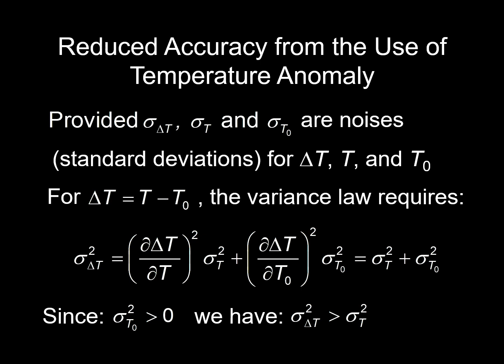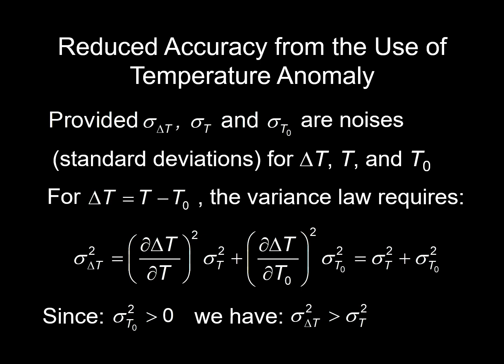If we use σ_ΔT to represent the noise of temperature anomaly, σ_T the noise of actual temperature, and σ_T0 the noise during the baseline period, statistical principles demand that the square of σ_ΔT equals the sum of the product of the square of the derivative of ΔT to T and the square of σ_T, then the product of the square of the derivative of ΔT to T0 and the square of σ_T0.